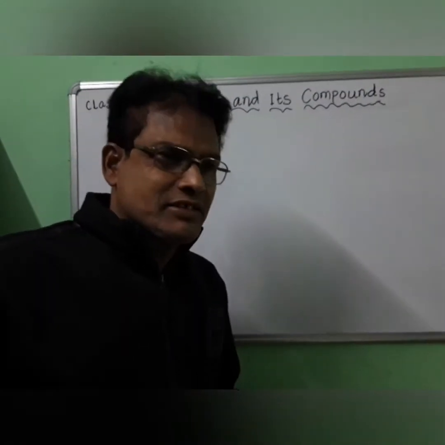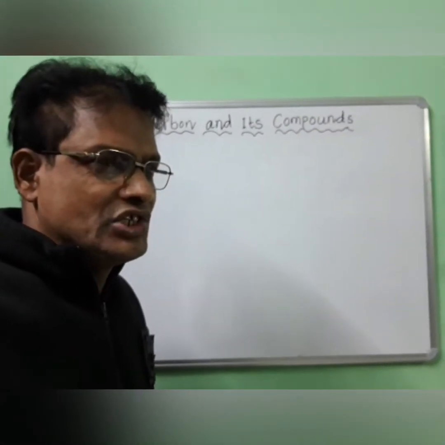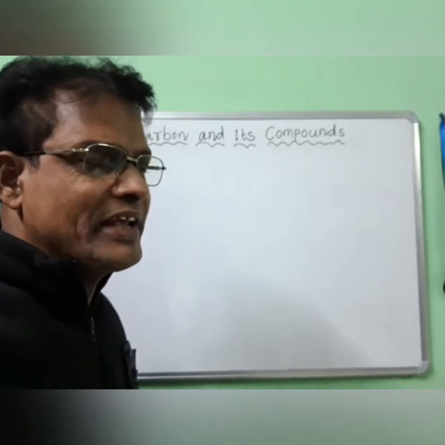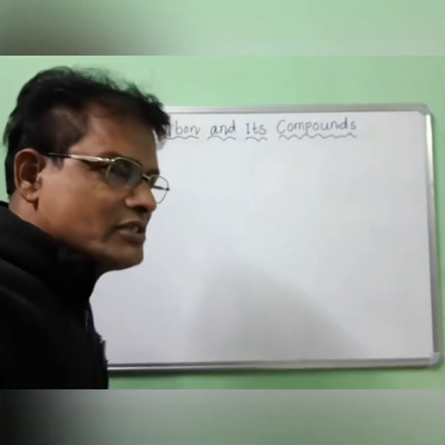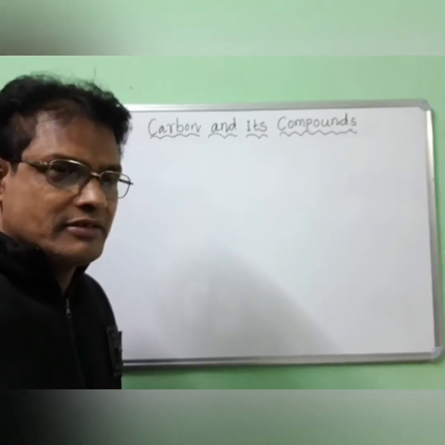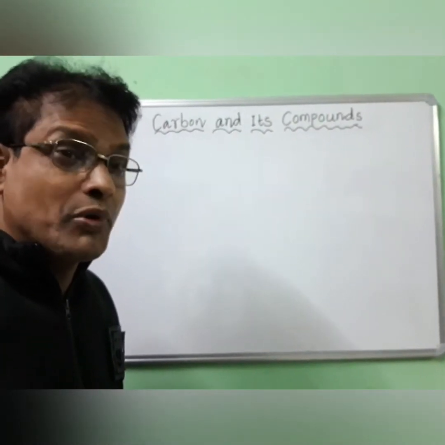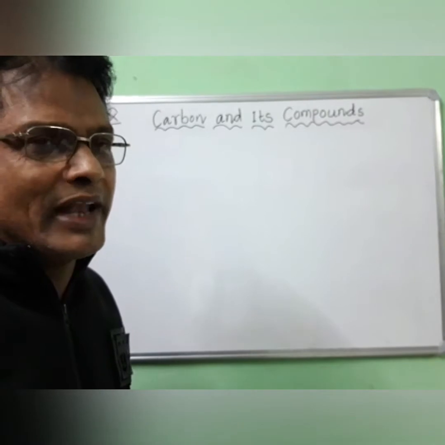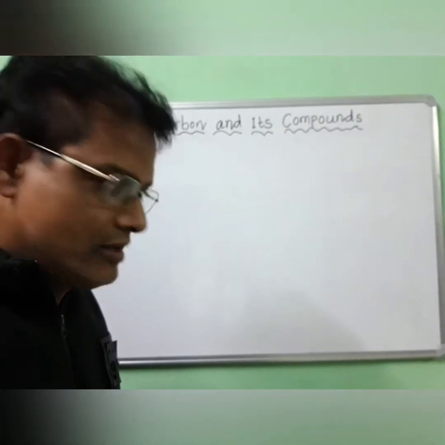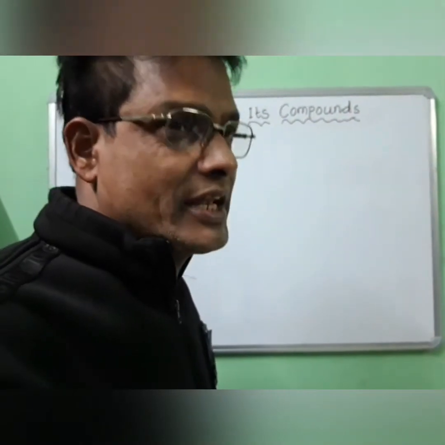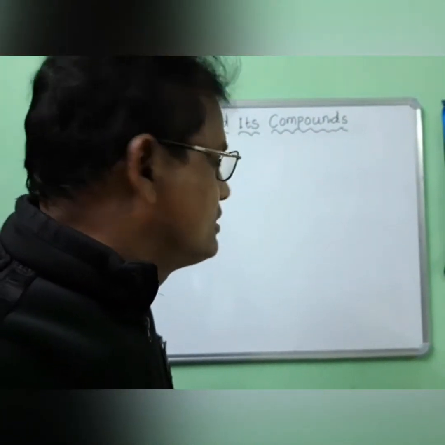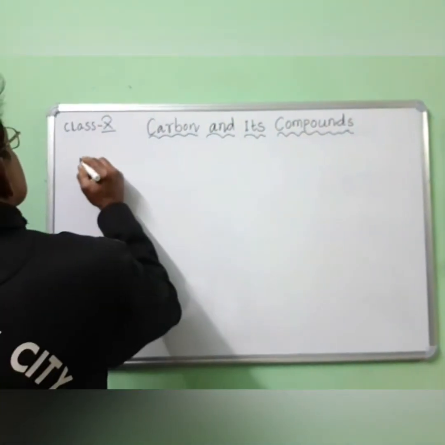In the last class, we have already discussed some examples depicting covalent bonding. In this class, we will also discuss some other important examples depicting covalent bonding. The first one is the formation of methane. This is an example depicting covalent bonding. Formation of methane.